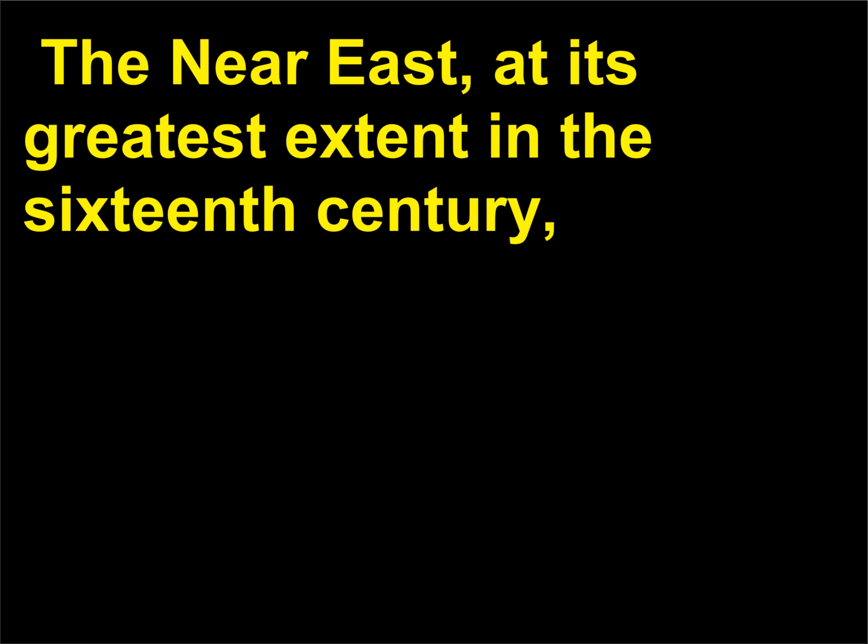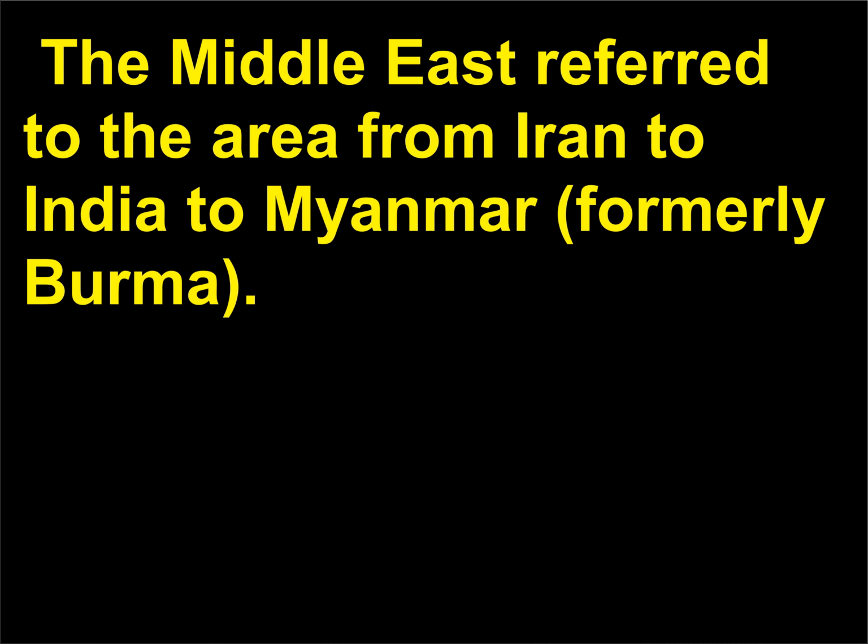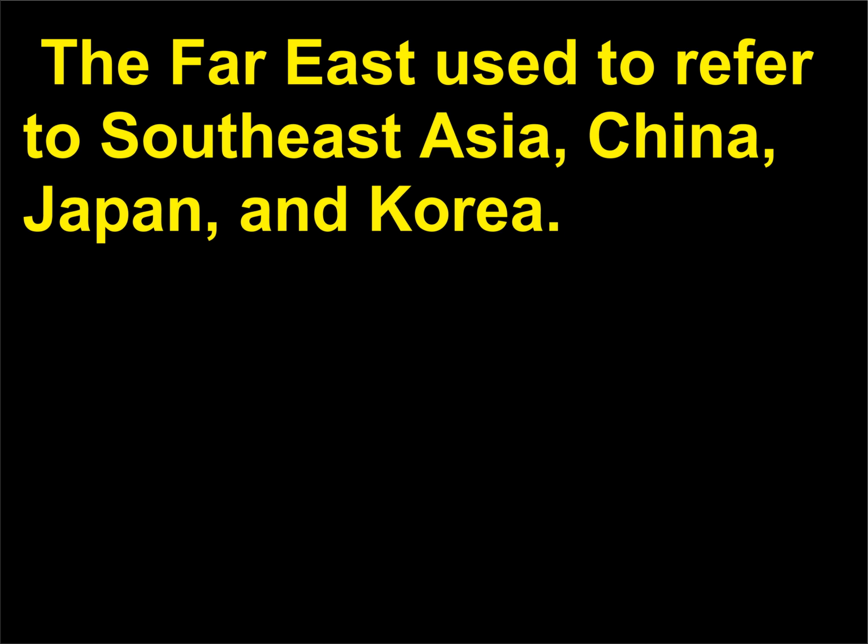The Near East, at its greatest extent in the 16th century, once referred to the Ottoman Empire, which included Eastern Europe, Western Asia, and Northern Africa. The Middle East referred to the area from Iran to India to Myanmar, formerly Burma. The Far East used to refer to Southeast Asia, China, Japan, and Korea.